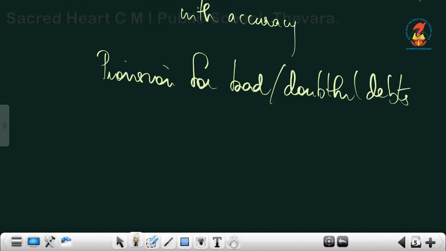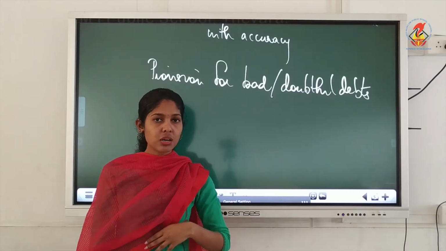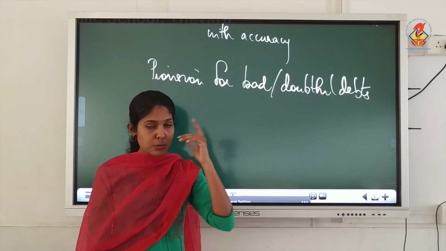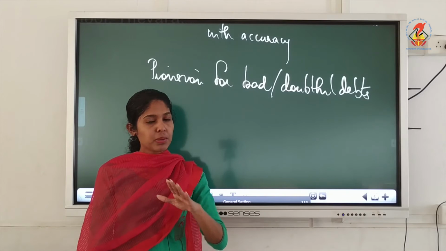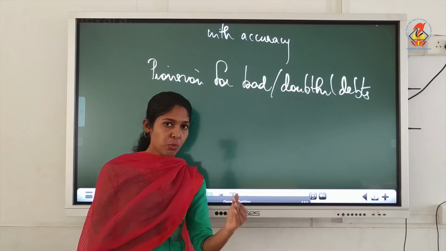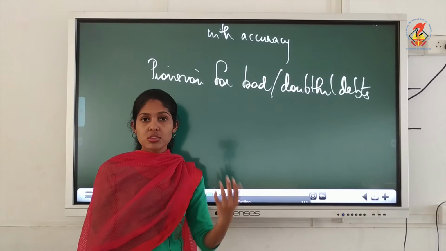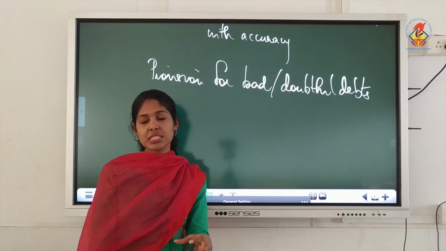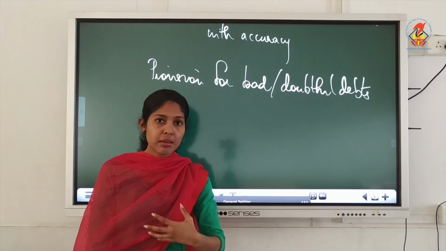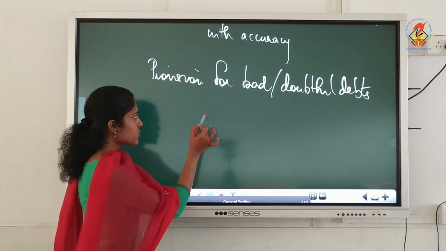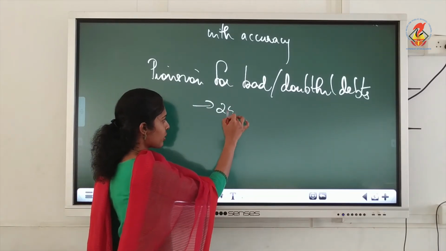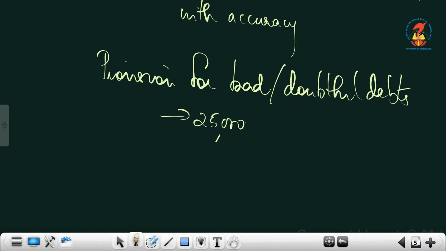Bad debts means the amount which we cannot recover from debtors. Expecting that, we are keeping some amount as provision well in advance. So, that will be only an estimated amount. We don't know what will be the amount of bad debts in future. Suppose we kept a provision like 25,000. We have discussed such an example in that first chapter. 25,000 we kept as provision, but the bad debts actually amounted to rupees 30,000.